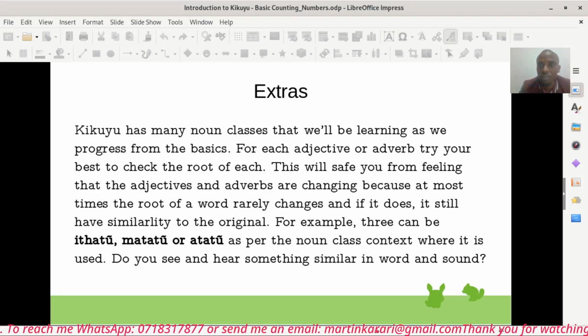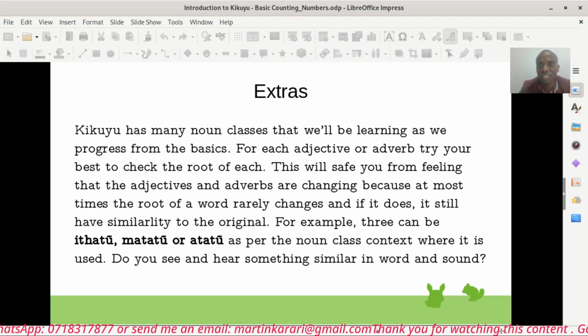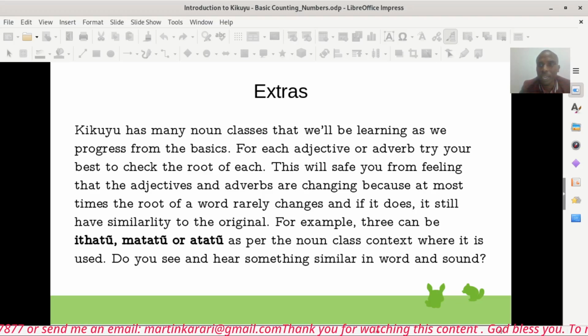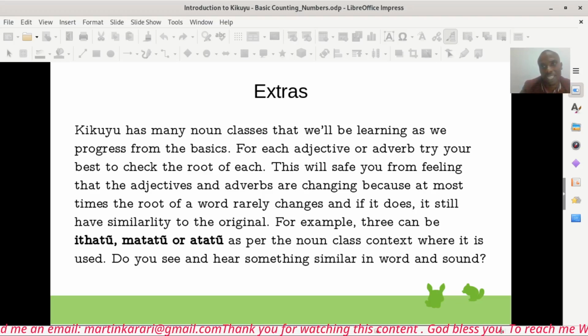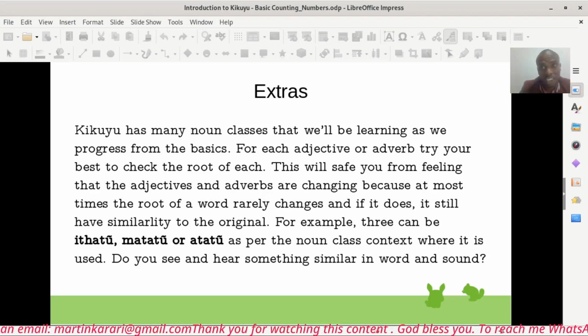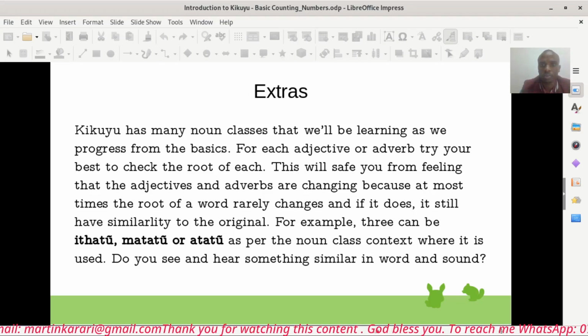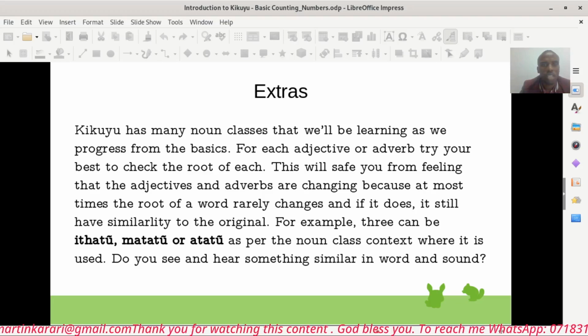For 4, we can have inya, which doesn't change. But we can also have mana. Okay, matano. What is matano? You remember idano, matano. We are still talking about 5. Let's go to something else here.